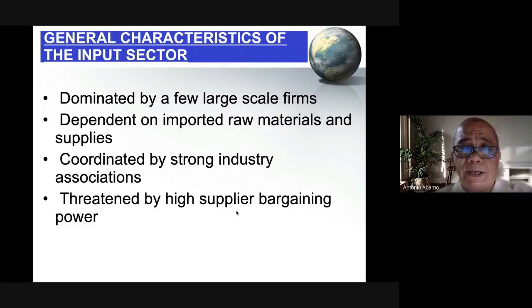Now, overall, the general characteristic of the input sector is that it is dominated by a few, say, large-scale firms.